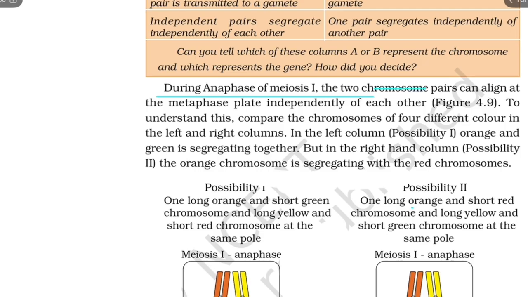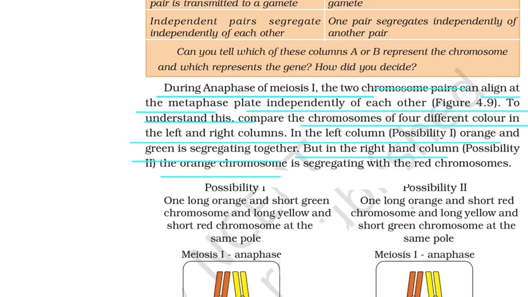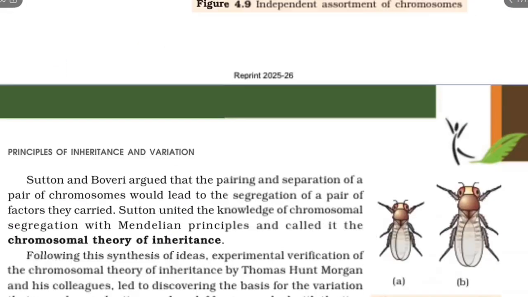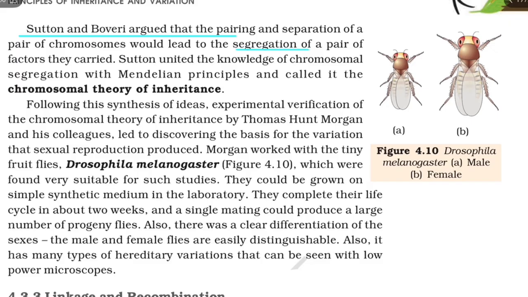During the anaphase of meiosis I, the two chromosome pairs can align at the metaphase plate independently of each other. To understand this, compare the chromosomes of four different colors in the left and right columns. In the left column, orange and green are segregating together, but in the right-hand column, the orange chromosome is segregating with the red chromosome. Sutton and Boveri argued that the pairing and separation of a pair of chromosomes would lead to the segregation of a pair of factors they carried. Sutton united the knowledge of chromosomal segregation with Mendelian principles and called it the chromosomal theory of inheritance.